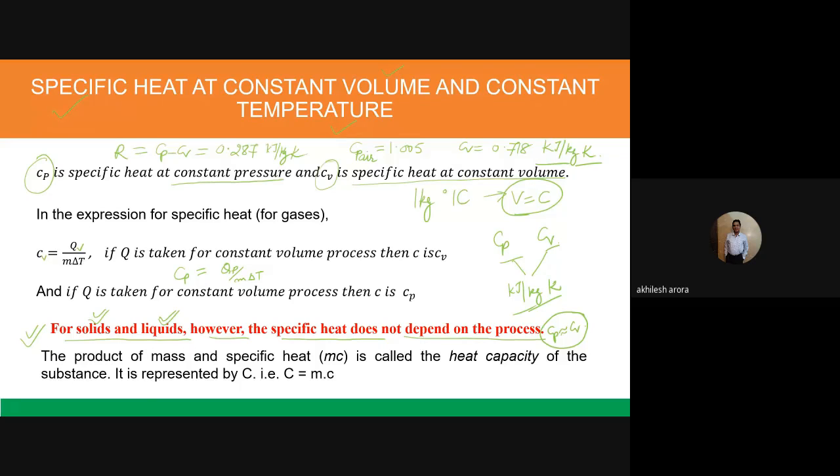And now let us go to the next. The product of mass and specific heat, M into c, is known as heat capacity. Okay, now it is heat capacity. So capital C is given by M into c. This is what you need to remember. And if you calculate the unit in this particular case, it will come out to be kilojoules per Kelvin, because now we have multiplied by mass. So small c is specific heat, capital C is heat capacity. These are the two different terms which we will be using.